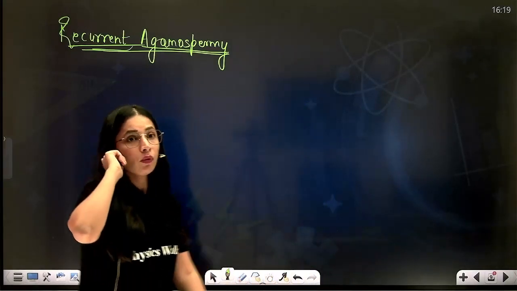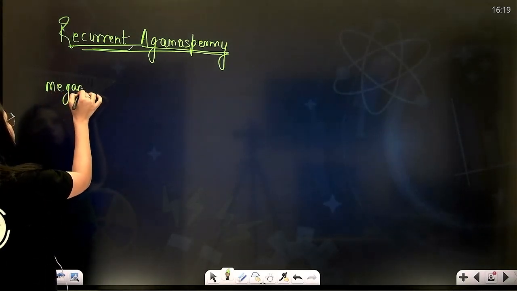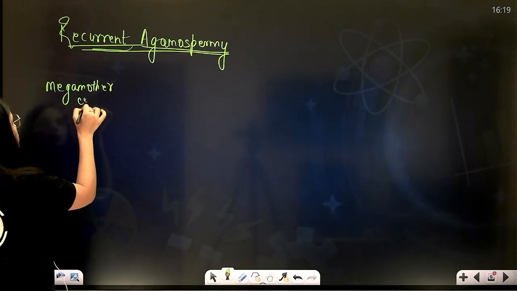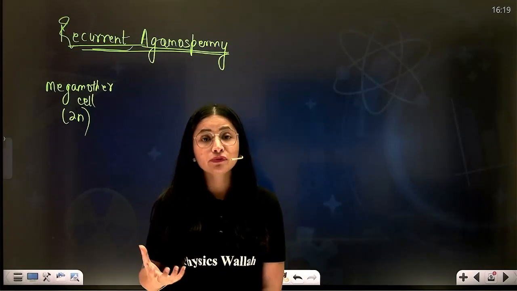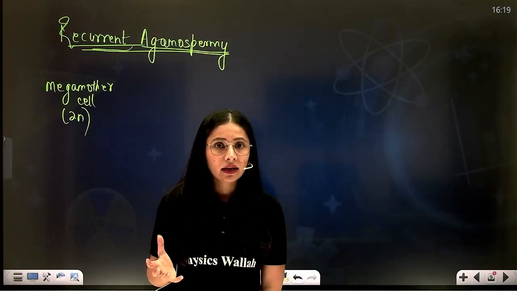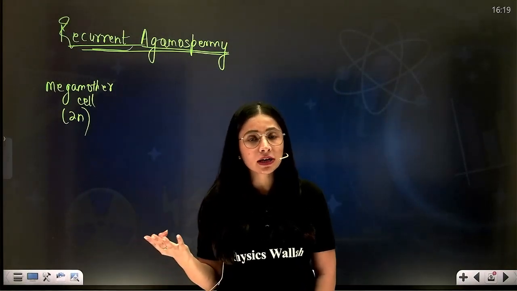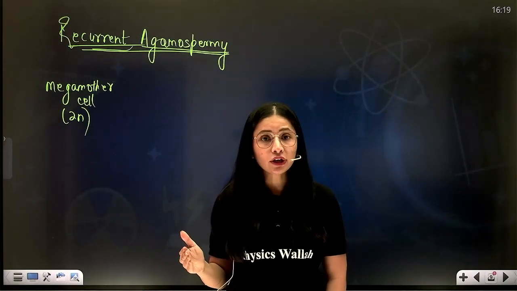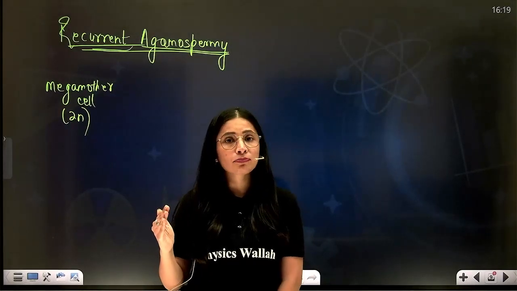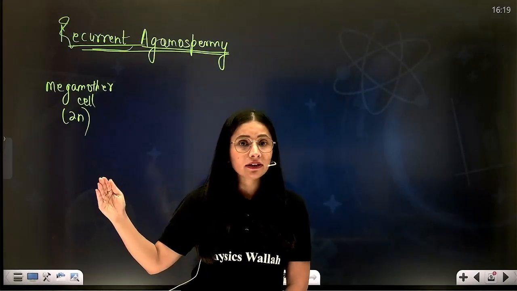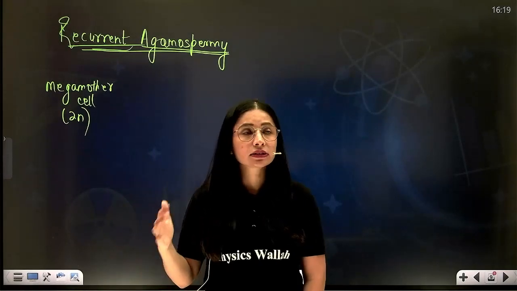Let's see how. What happens in case of recurrent agamospermy, beta? There is a megaspore mother cell. What happens in natural condition? This diploid megaspore mother cell that develops from one of the nucellus cells undergoes reduction division, it undergoes meiosis, and 4 haploid megaspores are produced, out of which in the majority of cases 3 get degenerated. The one functional haploid megaspore then undergoes free nuclear division to form the complete haploid female embryo sac, that is the female gametophyte.